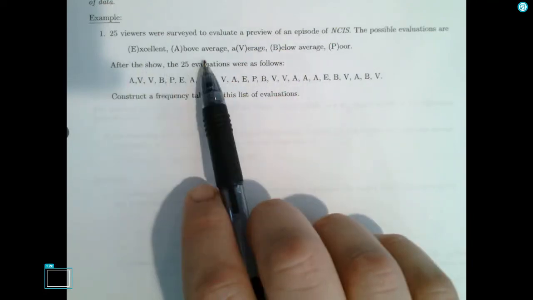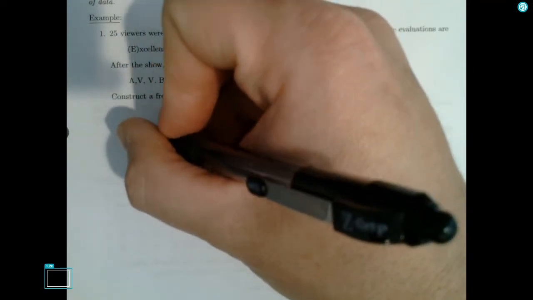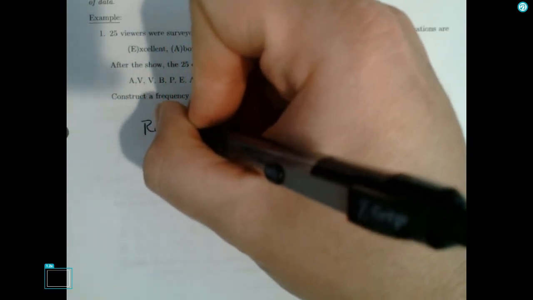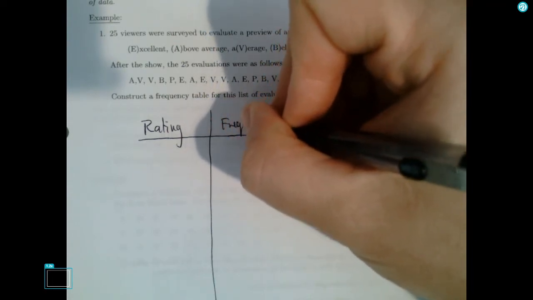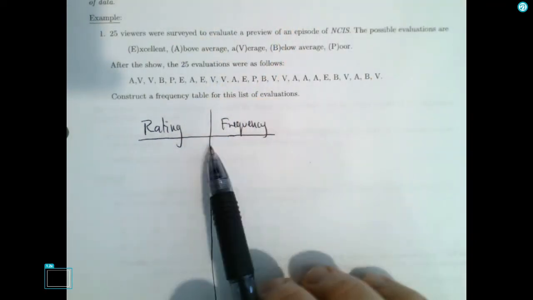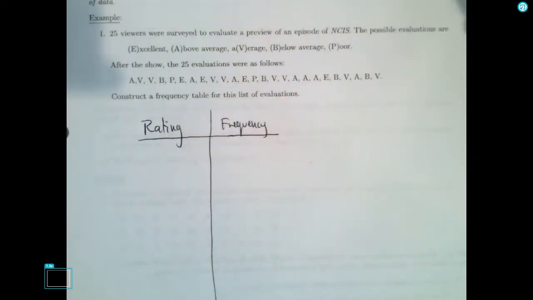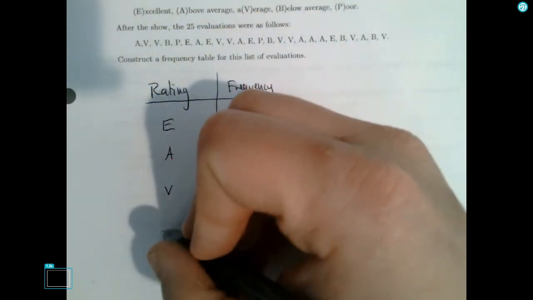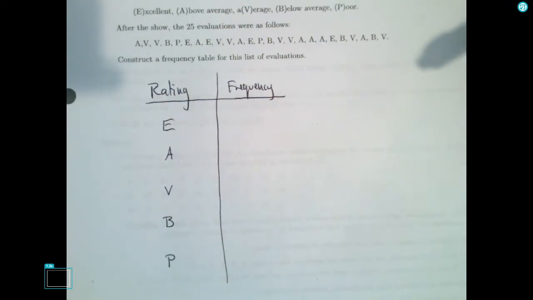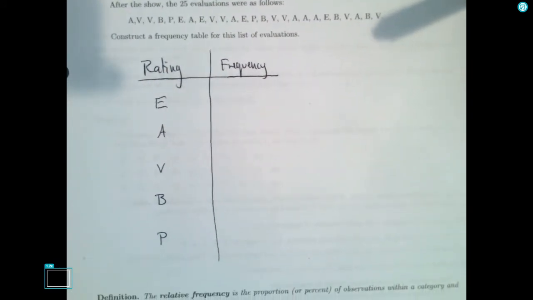The ratings: excellent, above average, average, below average, poor. So we're going to have a column for ratings, and then we'll have another column for frequency. The frequency is the number of times that rating occurred. So let's write it down. The different kinds of ratings were excellent, above average, average, below average, and poor. And we can count up how many times each of those occurred, right?